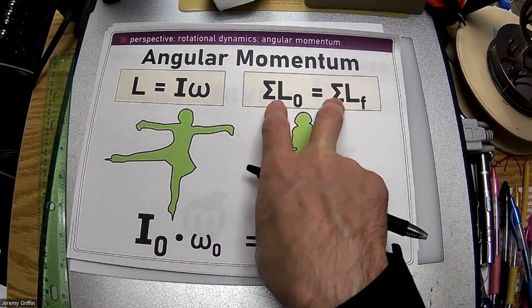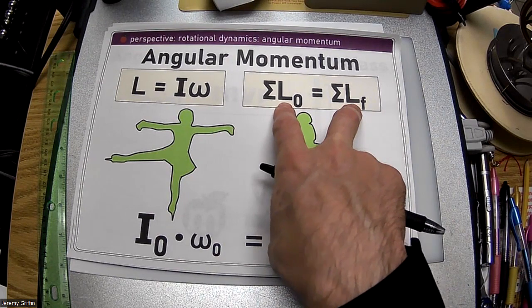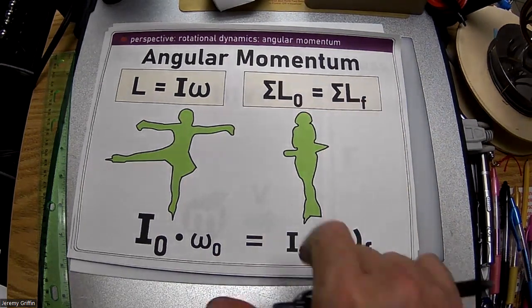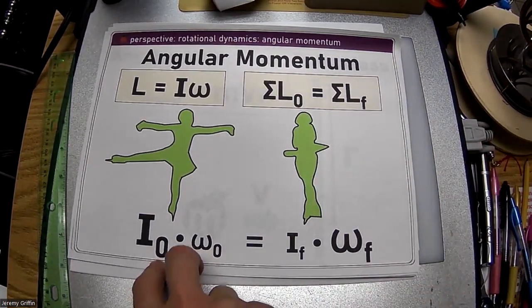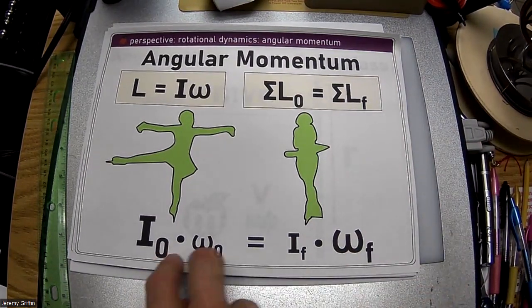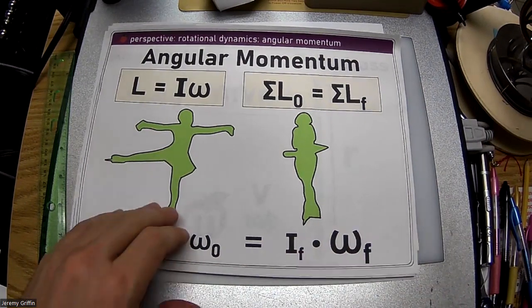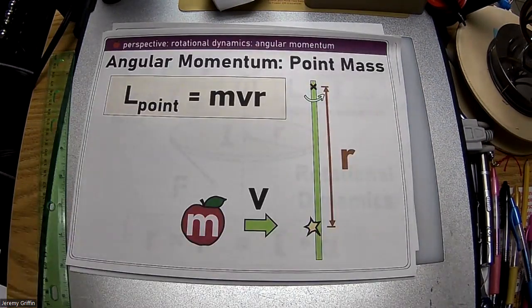The sum of angular momentum before and after some event, usually looking for some kind of collision. In this case, the ice skater pulls their arms in and is going to speed up spinning, but you can show that the angular momentum is the same before and after. Okay, so you guys remember that angular momentum. You know what a question AP likes to ask too?